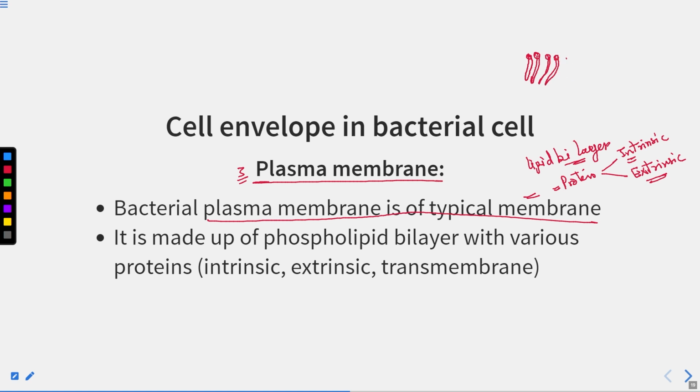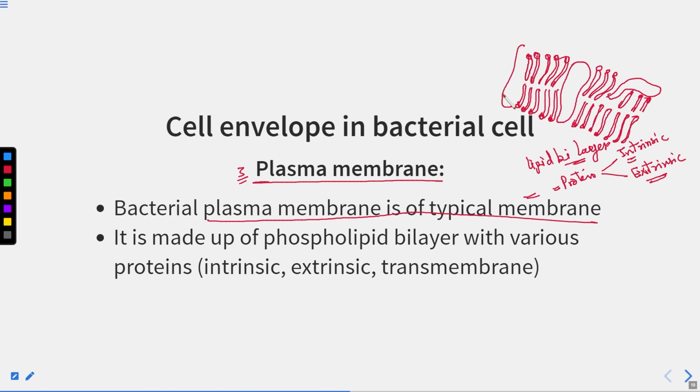If you see the lipid bilayer like this, it has two poles, hydrophilic and hydrophobic, right? They have protein in between, with the lipid layer, and sometimes they have extrinsic protein. Extrinsic protein means the protein that is present just on the outer surface of the plasma membrane. It does not traverse the bilayer.